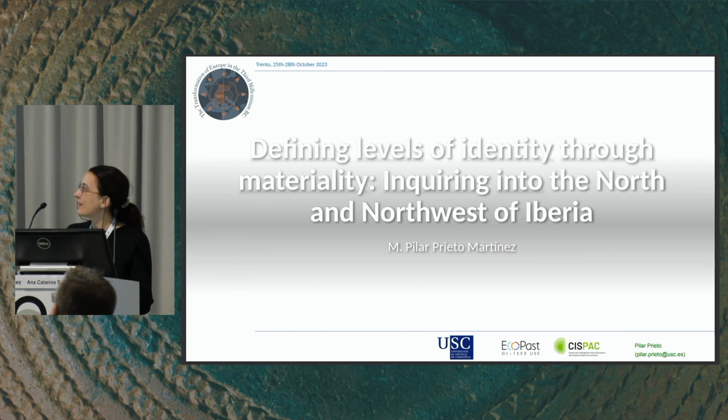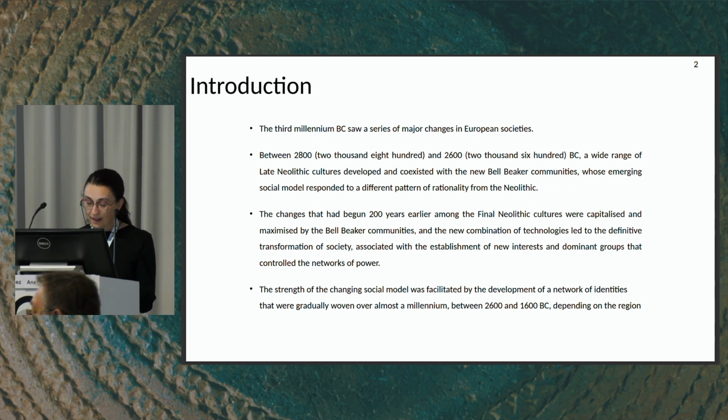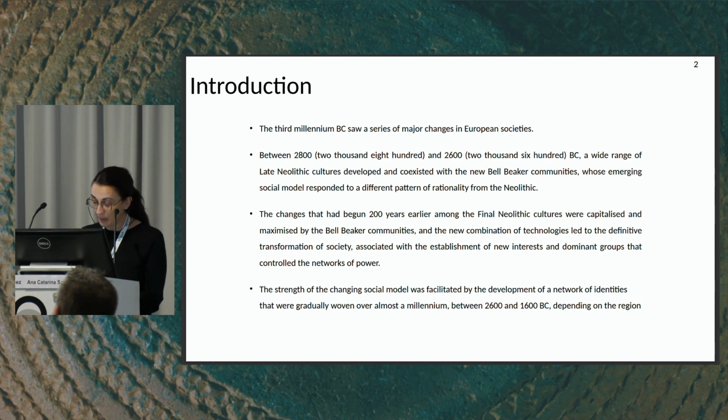The third millennium BC saw a series of major changes in European societies. Between 2800 and 2600 BC, a wide range of late Neolithic cultures developed and coexisted with the new Beaker communities, whose emerging social model responded to a different pattern of rationality from the Neolithic. The changes that had begun 200 years earlier among the late Neolithic cultures were capitalized and maximized by the Beaker communities, and the new combination of technologies led to a definitive transformation of society.